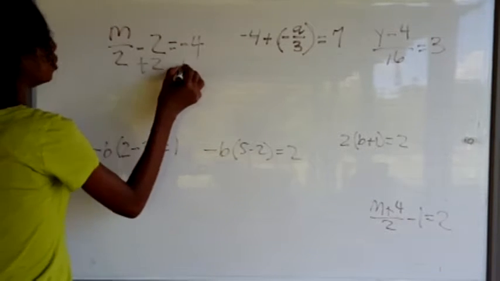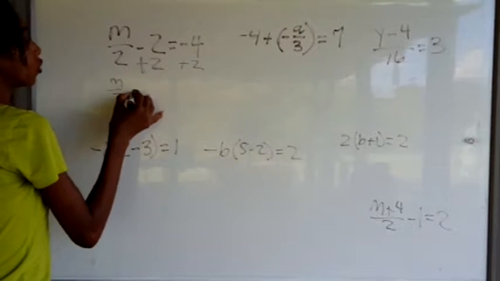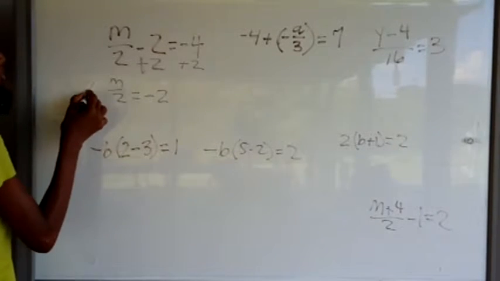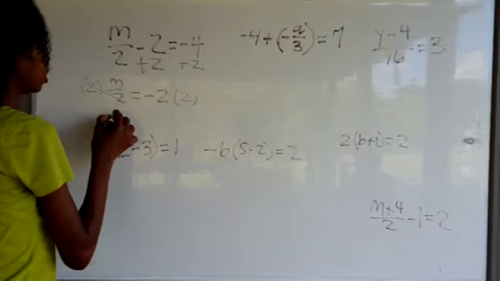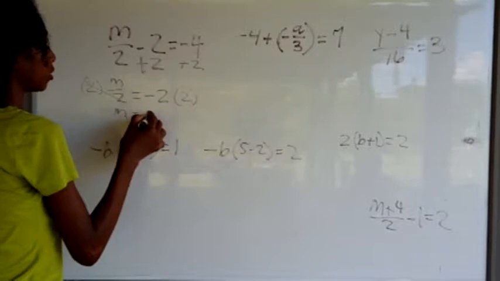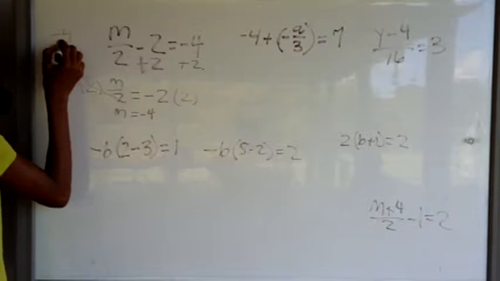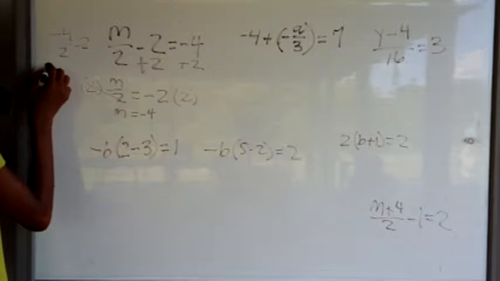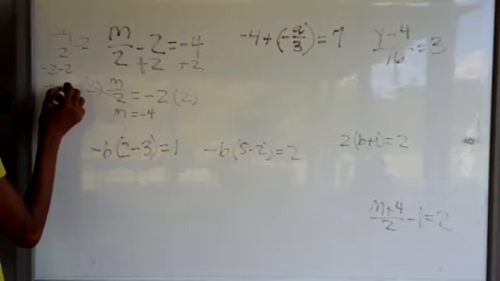So plus 2, then we're left with m over 2 equals negative 2. Then we multiply by 2. Those cancel out, and we're left with m equals negative 4. So if we plug it in, we get negative 4 divided by 2 minus 2. Negative 4 divided by 2 is negative 2. Negative 2 minus 2 is negative 4. Negative 4 equals negative 4.